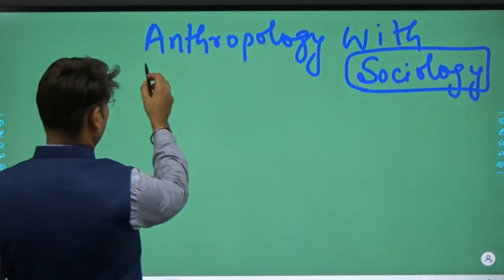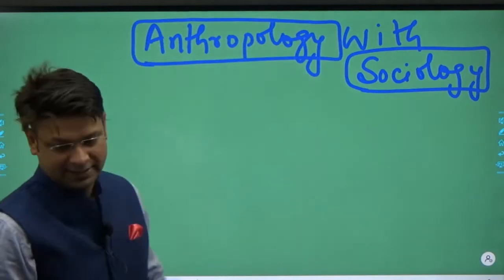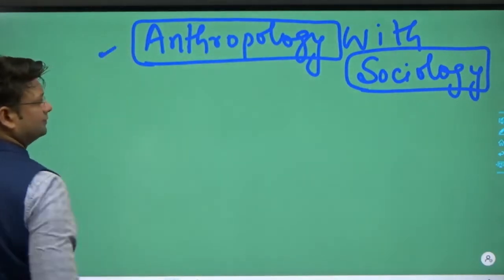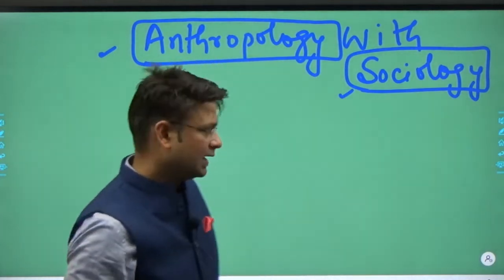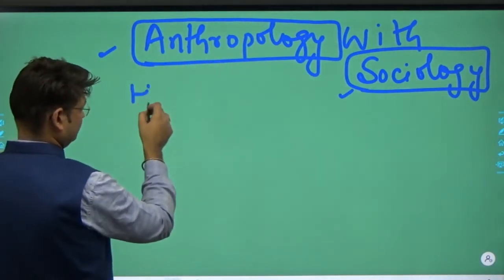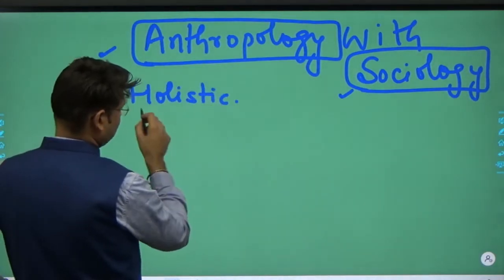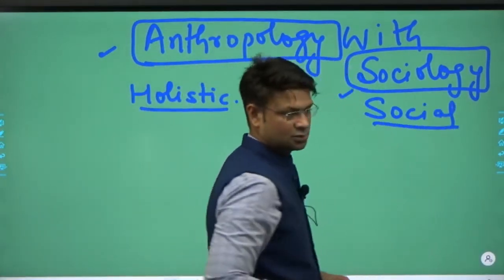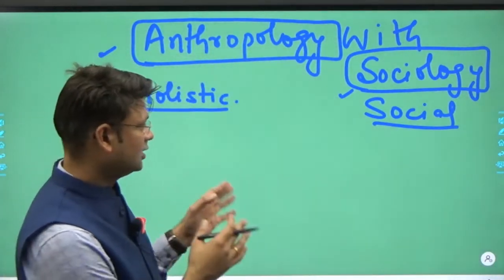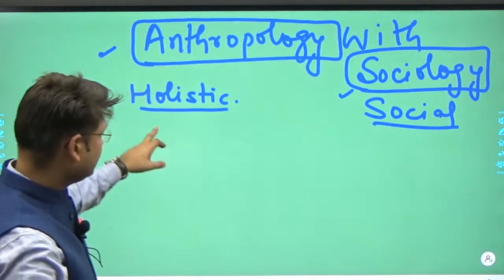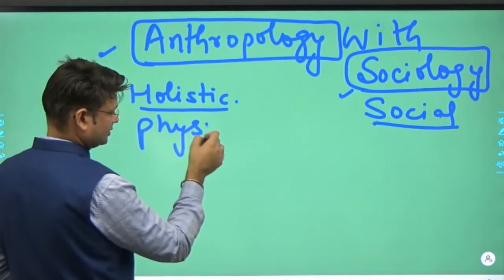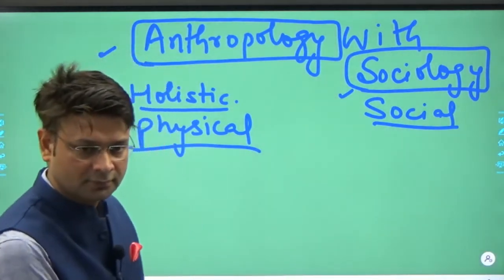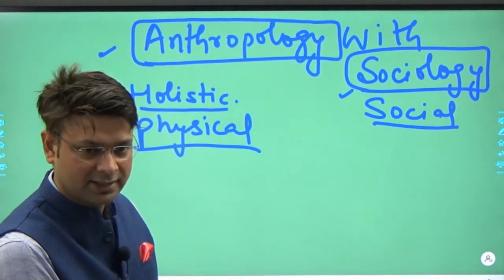Some scholars say both are one and the same. One scholar says both are twin sisters. See, anthropology studies man, sociology also studies man, so both are similar. Anthropology studies the holistic study of man. Here sociology concentrates on the social aspect of man: society, social networks, social institutions are the main focus of sociological studies. Anthropology studies the physical aspect as well, the linguistic aspect, the archaeological aspect. All aspects are studied under anthropology.